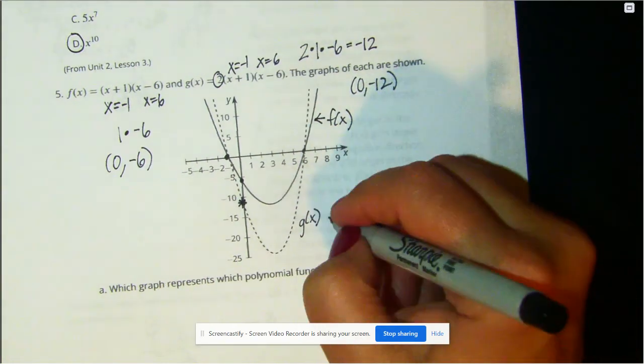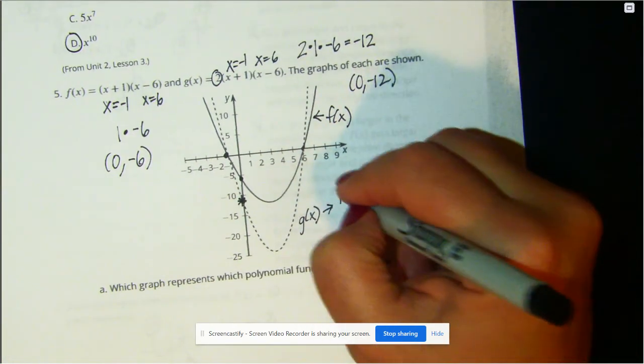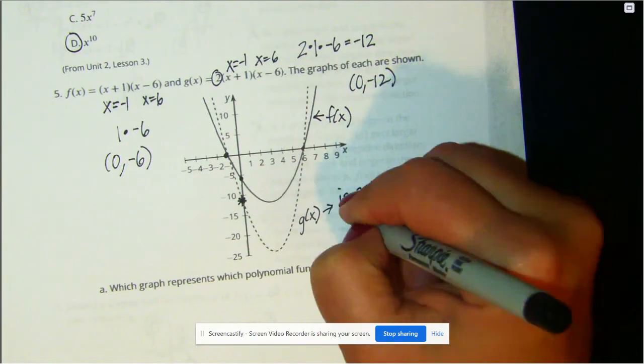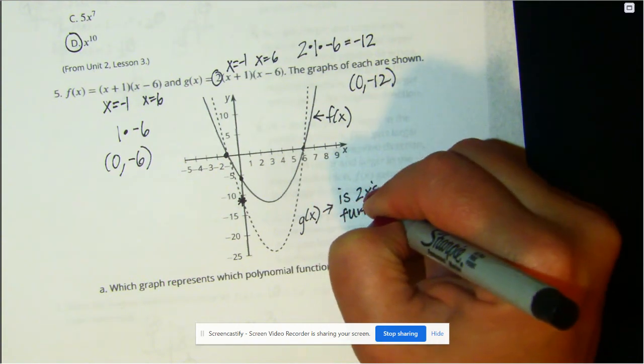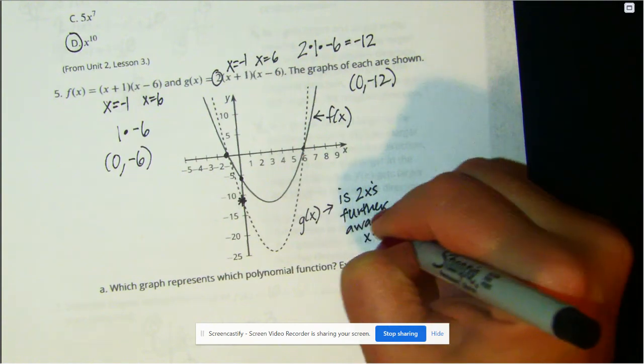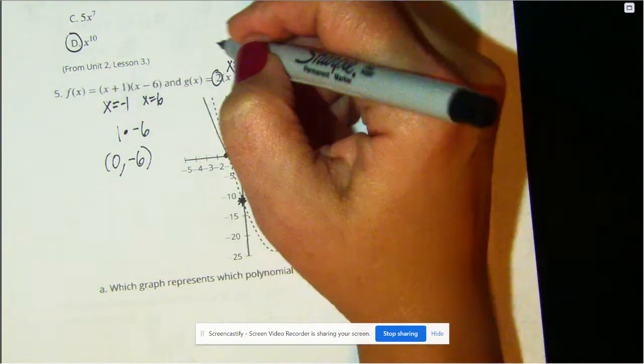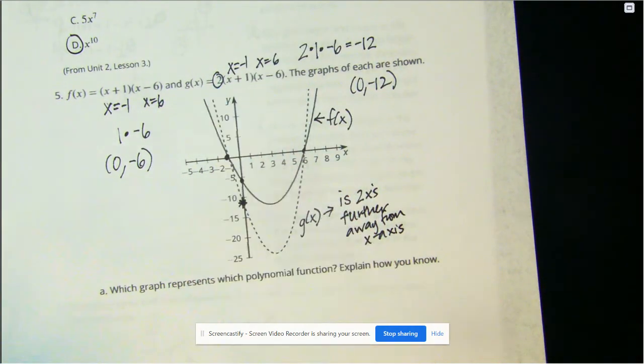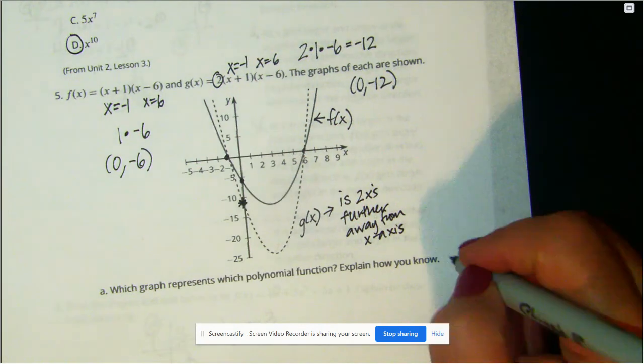And you could say g of x is 2 times further away from the x-axis. And you could tell that by the number 2 right there. I just put all my work up there.